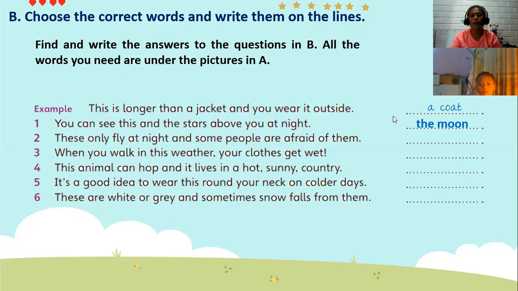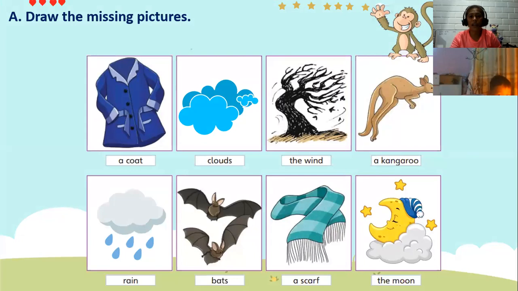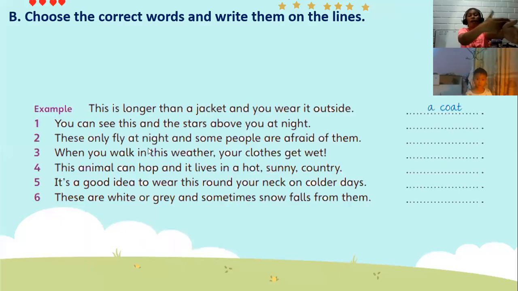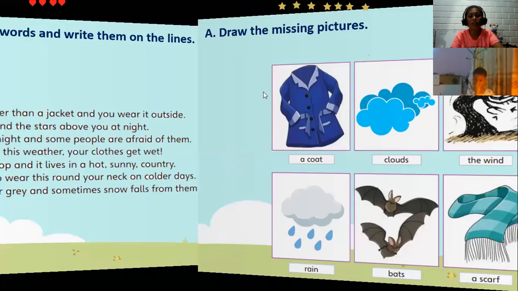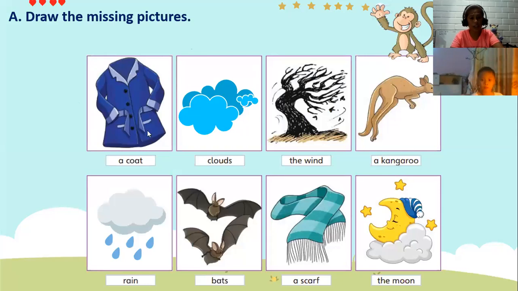Okay, wait for a while. Okay, these are the questions. Listen, you listen. These are the questions. These are the choices. Okay, that's letter A. All your answers can be found in letter A, okay? Example for number one. This is longer than a jacket and you wear it outside. What's the answer? Coat. It's a coat. So your answers can be found here. This is the answers, okay? Look at here. This is the answer. Do you understand? Yes. Okay, so you need to pick your answers in here, okay.